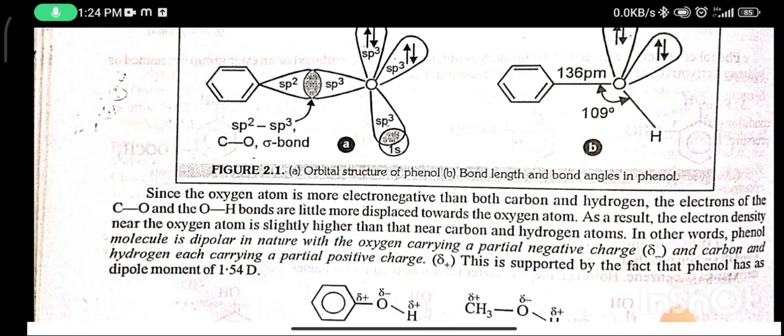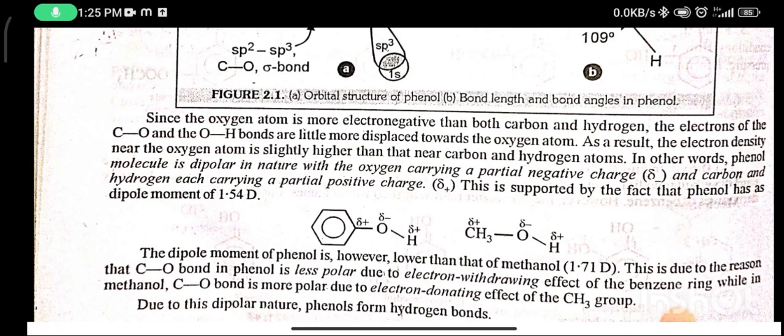Since the oxygen atom is more electronegative than both carbon and hydrogen, the electrons of the carbon-oxygen and oxygen-hydrogen bonds are a little more displaced towards the oxygen atom. As a result, electron density near the oxygen atom is slightly higher than near the carbon and hydrogen atoms. In other words, phenol molecule is dipolar in nature, with the oxygen carrying a partial negative charge and carbon and hydrogen carrying partial positive charge. This is supported by the fact that phenol has a dipole moment of 1.54.